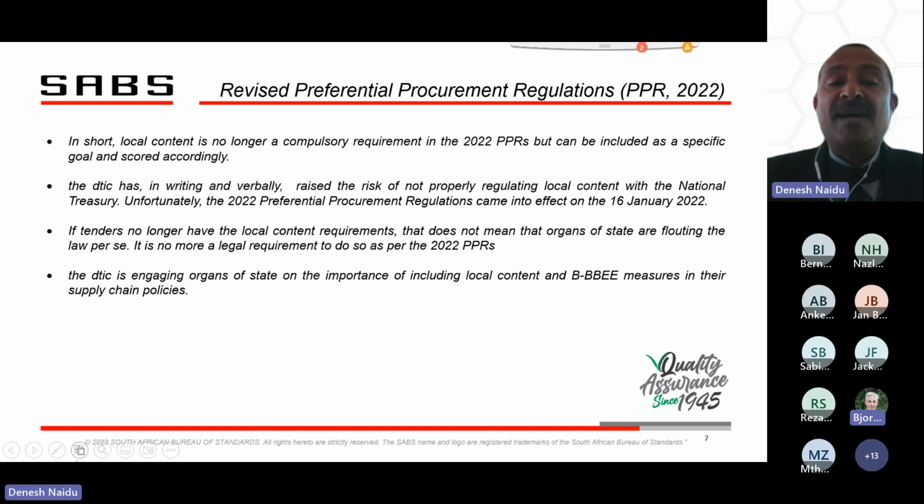So if tenders no longer have the local content requirements, it's important that I stress that it does not mean that organs of state are flouting the law per se. It is more a legal requirement to do so as per the requirements itself. The DTIC is engaging on this particular topic, and what they're trying to do is get organizations, state-owned companies, and government institutions to write local content requirements into their procurement policies and to continue to enforce this particular requirement.